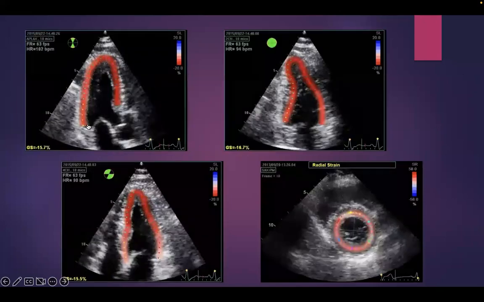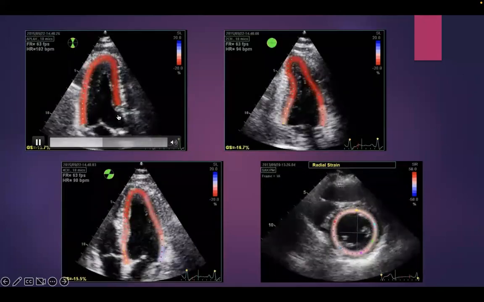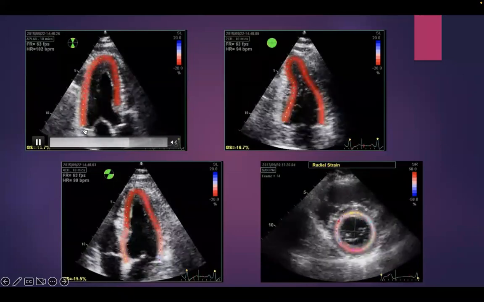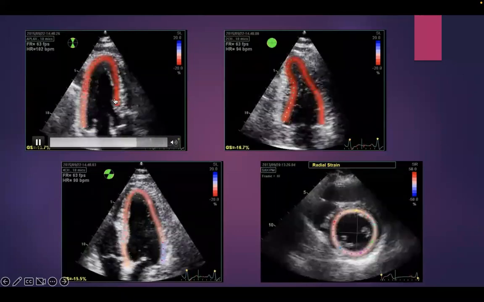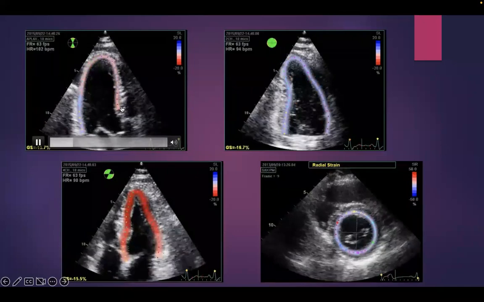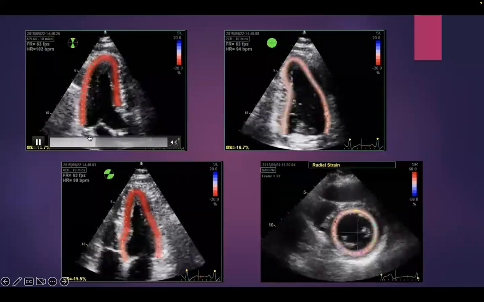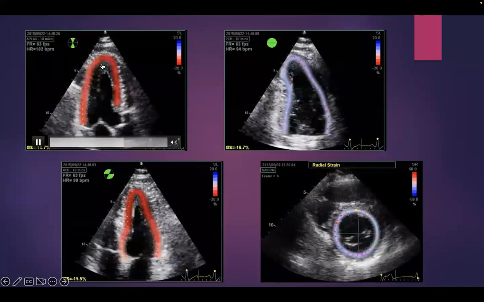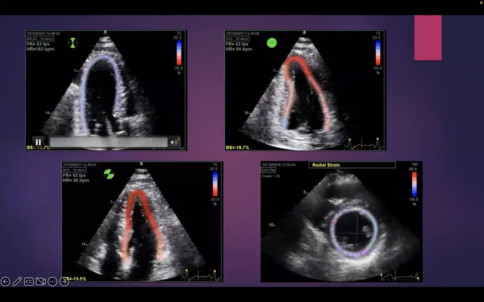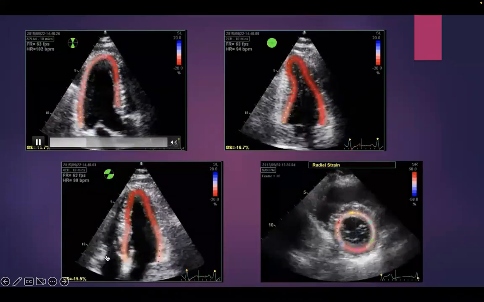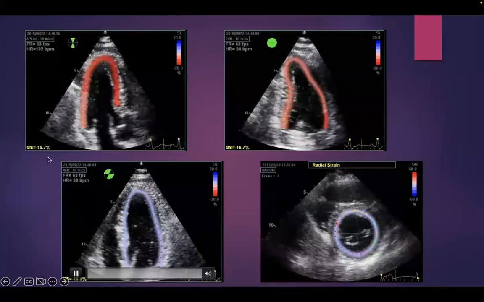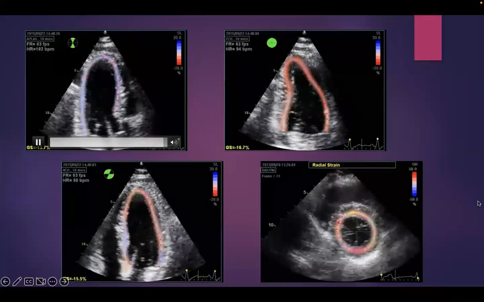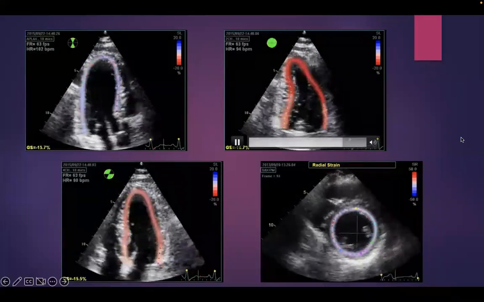And you just place the points. The machine will guide you. It is very easy. You need to just place the points 1, 2, and 3. That is the basal, the annular points and the apical points, and then it will trace the endocardial border and it will give these values. So we can calculate the global strain, longitudinal strain, and also the radial strain by these methods.